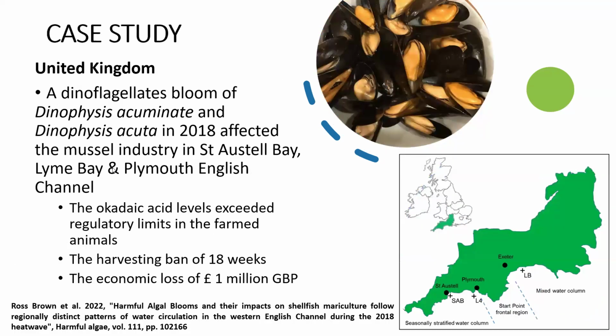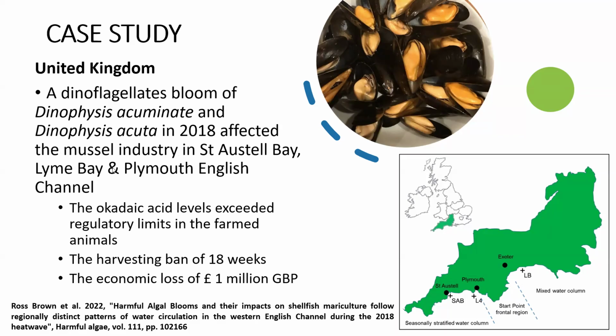So now, if we look at the shellfish industry, harmful algal bloom events have occurred repeatedly in St. Austell Bay and Lyme Bay shellfish sites in the UK since they opened in 2010 and 2015 respectively. For example, throughout the summer of 2018, a phytoplankton community was observed at 2 rope-grown mussel farms along St. Austell Bay and Lyme Bay.